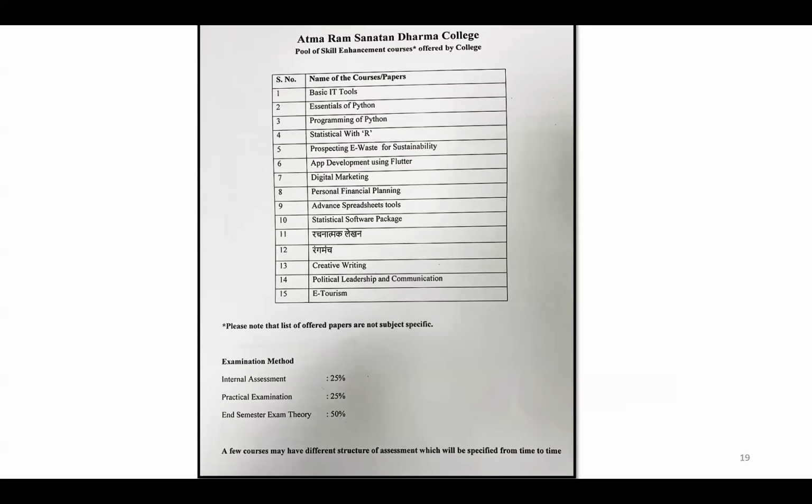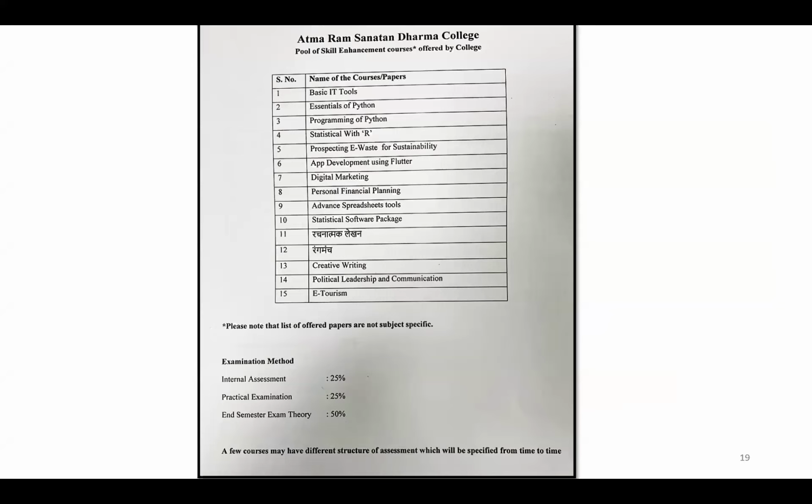So you have a choice out of these 15 courses. You can choose any one for semester first. You have already got the Google form. So all the paper names are already mentioned in the Google form. So you can choose one paper out of these 15 courses. Similarly, you have one compulsory paper also, which is a skill enhancement course. Sorry, ability enhancement course.